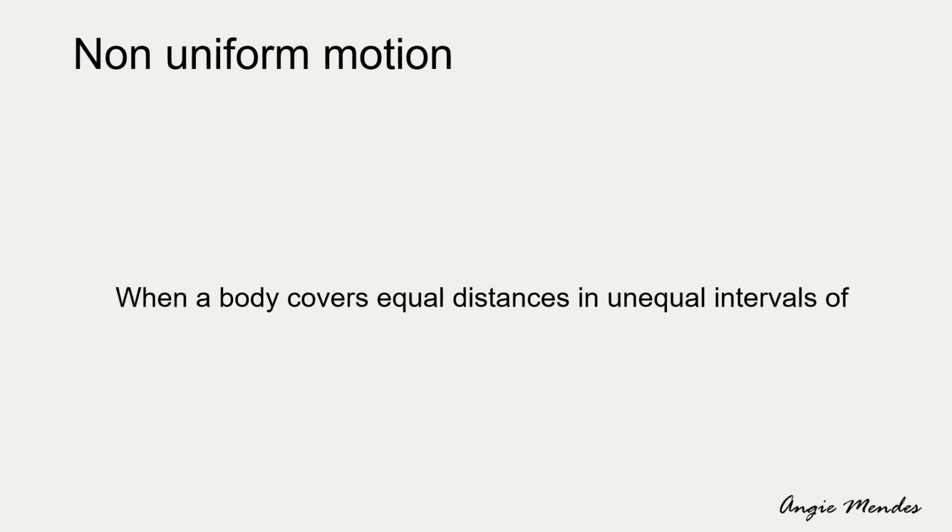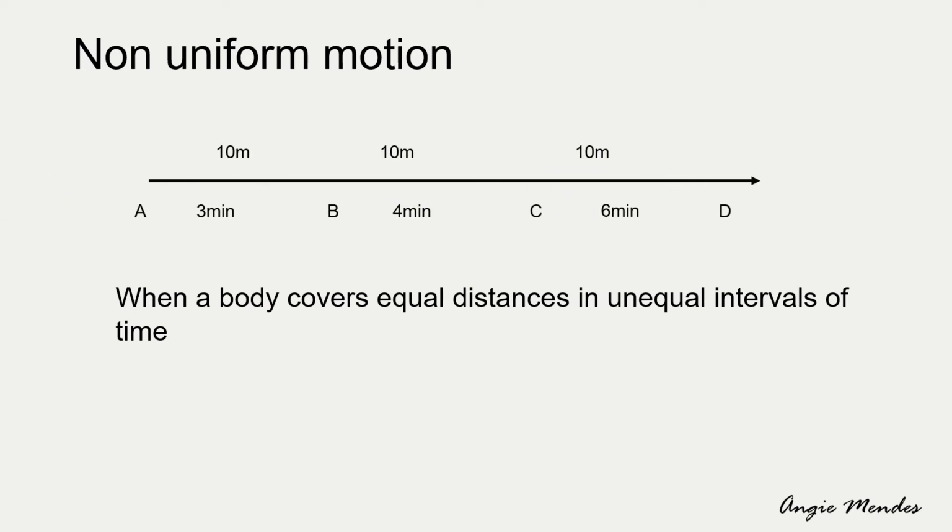Now do you remember what we said about non-uniform motion? We said if a body is traveling unequal distances in equal intervals of time, then it is having non-uniform motion. A body can also be said to have non-uniform motion when it covers equal distances in unequal intervals of time. So let's look at this example.